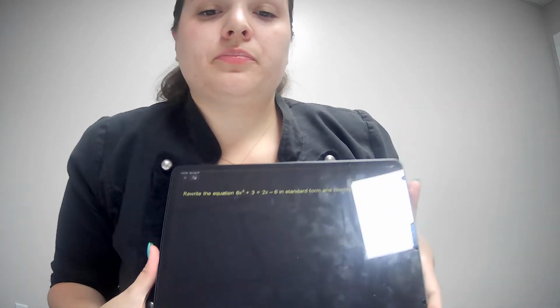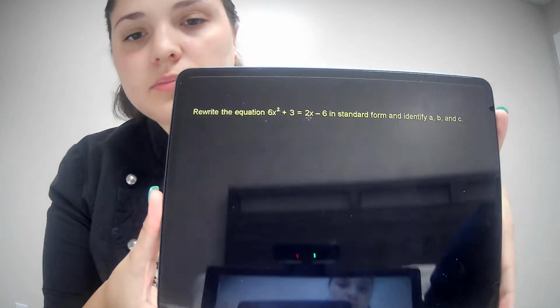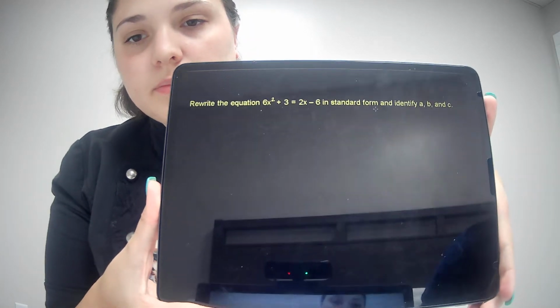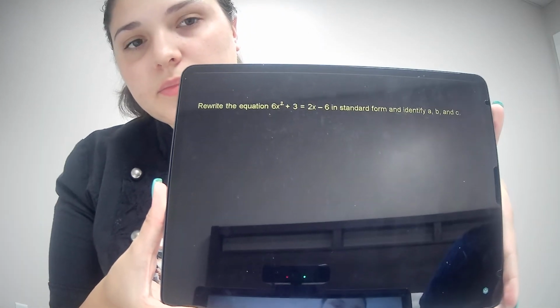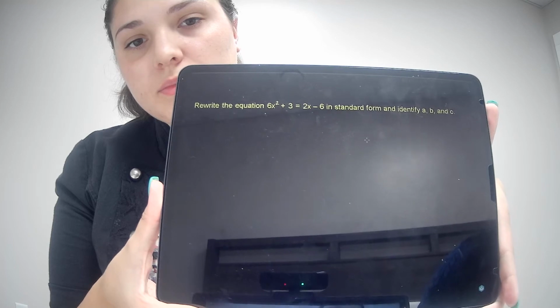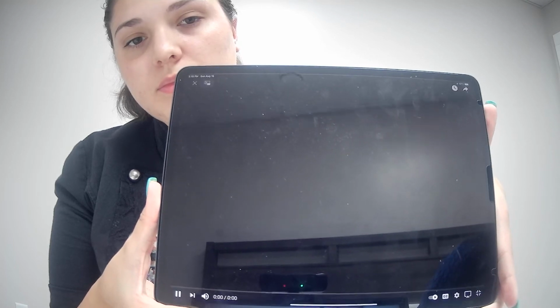Rewrite the equation 6x squared plus 3 is equal to 2x minus 6 in standard form and identify a, b, and c. So standard form for quadratic. Okay.